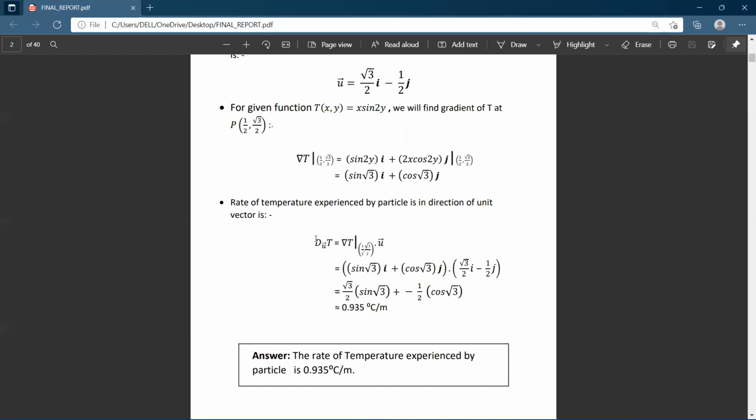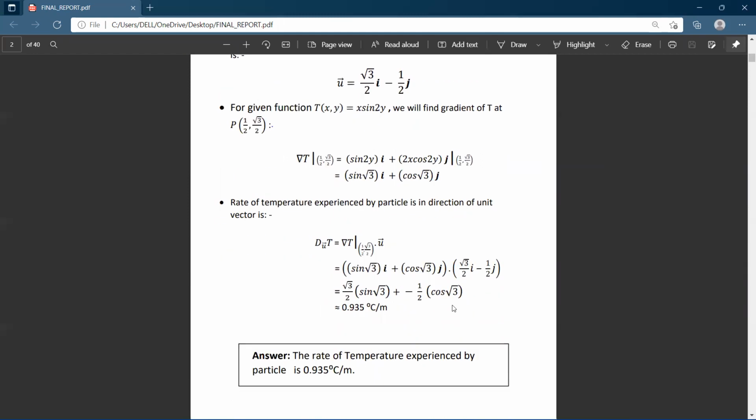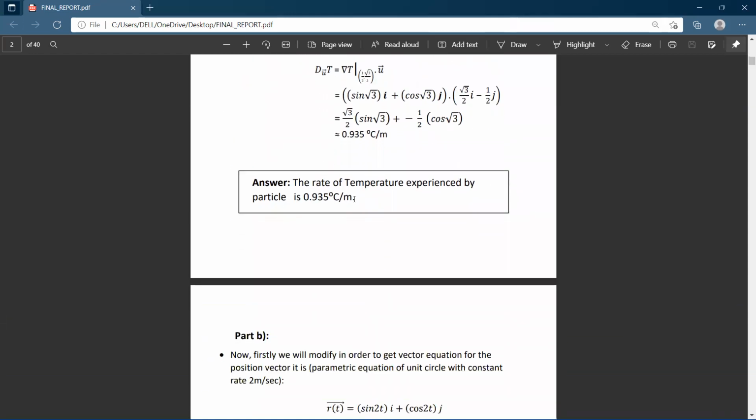After that, we have to find the rate of temperature change experienced by the particle along a unit vector. This problem reduces to finding the directional derivative of function T in the direction of u. This is the formula for the directional derivative. So I put in the values we found above, the gradient of T and the unit vector u. By simplifying this step, I finally obtained 0.3935 degrees Celsius per meter. This is the final answer for part A.